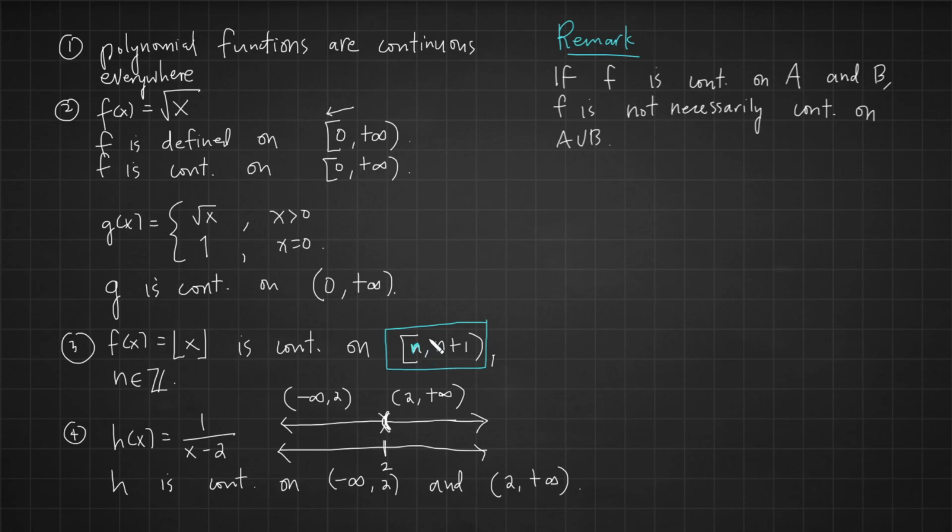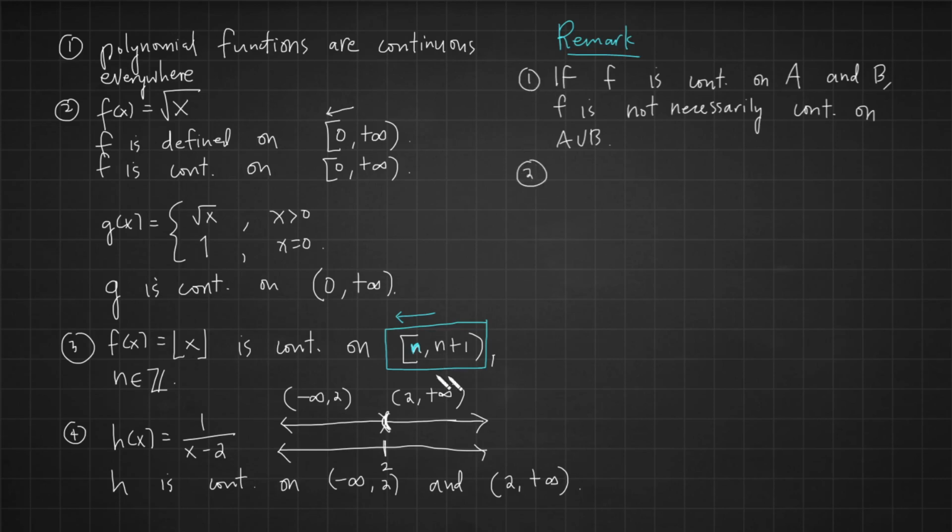Pero when we say that the floor function is continuous on this interval, hindi naman natin ni-require yung continuity from the left and continuity from the right na parehong mag-hold. Ang ni-require lang natin ay yung continuity, yan, from the right of n. And that's the reason why we included this interval. Okay.